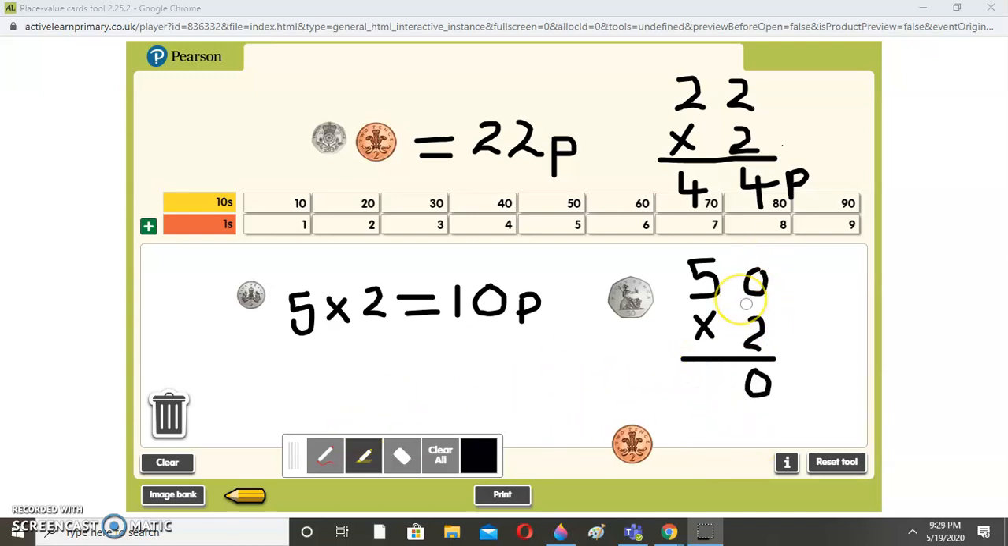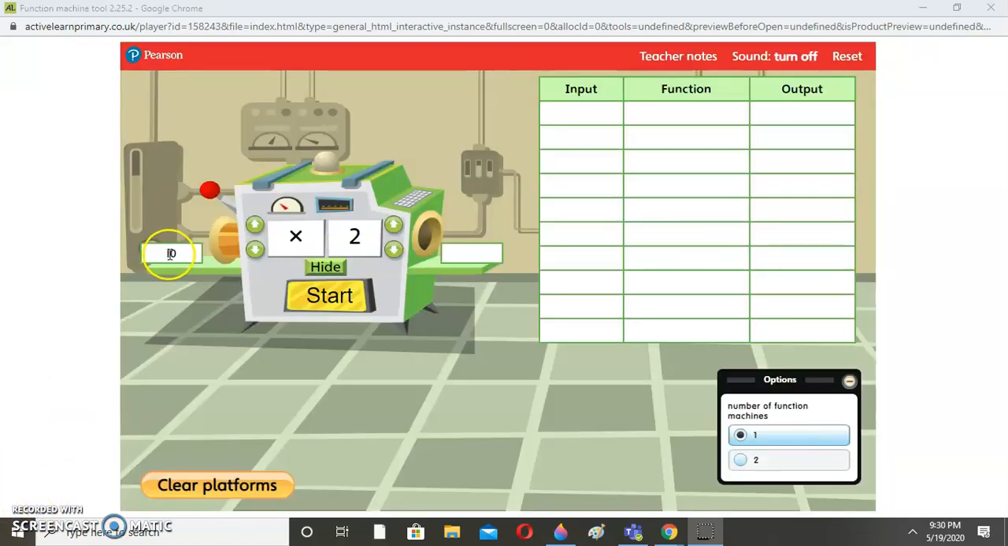Now let's go to our function machine and see how we are going to find doubles of even numbers using our function machine. So this 10 is on the input. The number that is here, 10, will pass through the machine and then it will be multiplied by 2, which means we are going to double it. It will pass out on output and the answer will be double 10. Double 10 is 20. So let's see what is going to happen.